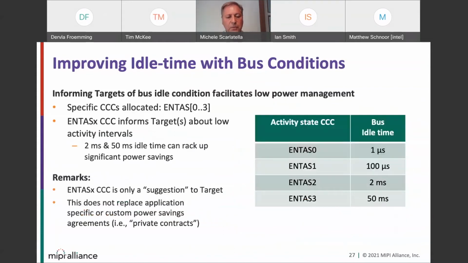Okay, now I have a few more features I'd like to show before we conclude. One is that in I3C there is an activity state. The controller can tell the other devices, look, I'm not going to do anything for a certain amount of time. This activity state timer is currently defined with four values, from a microsecond up to 50 milliseconds. And if you look at the lower two, activity state 2 or 3, 2 milliseconds and 50 milliseconds, in modern devices it's a significant amount of time.